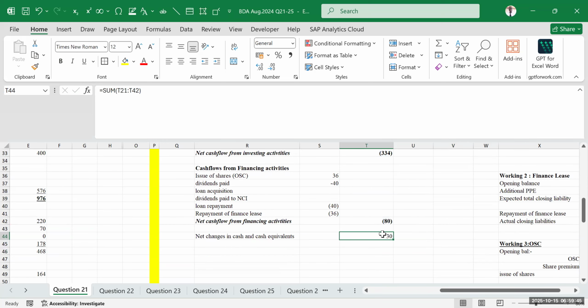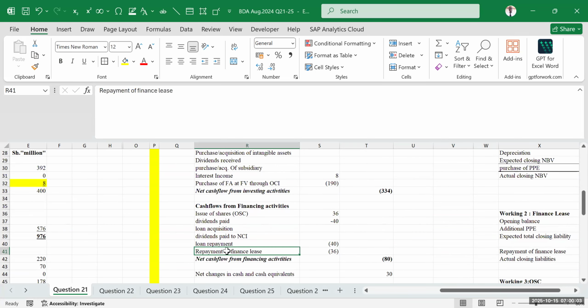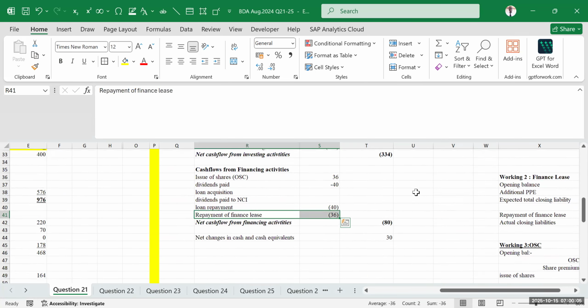Of course, if it is positive like this, you are free to say increase in cash and cash equivalent. It is still okay. Whether you use net changes or you use increase, you are still good. Lease paid, not yet considered. Nicholas, are you really sure? I remember very well that lease repayment is here and we did it together.